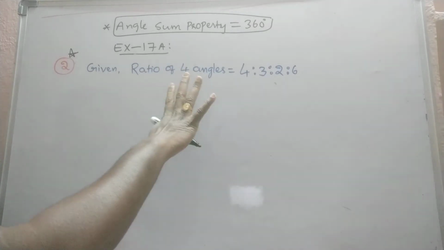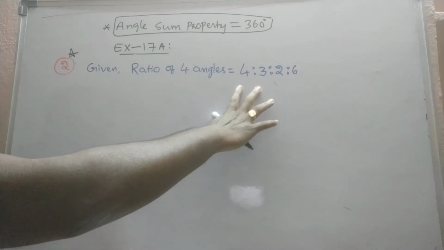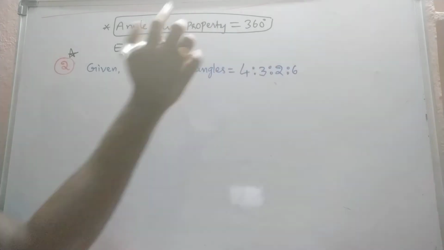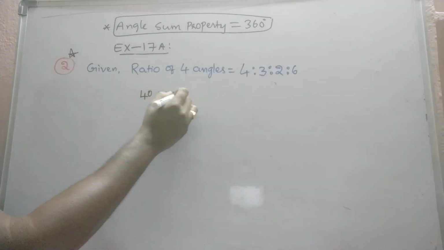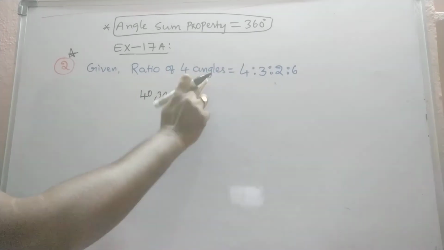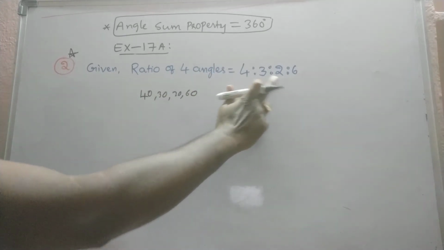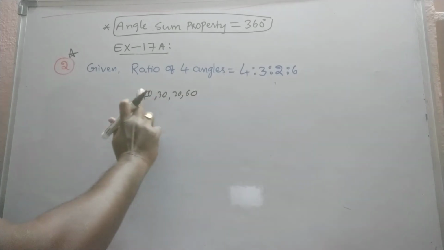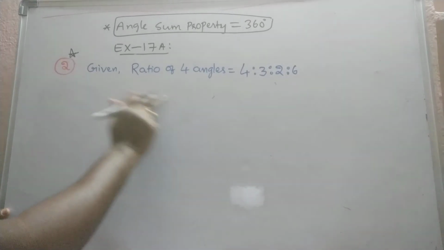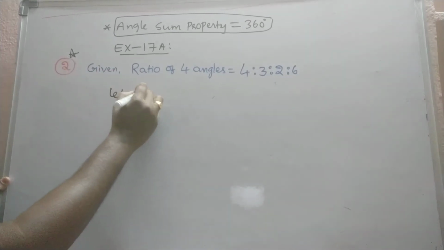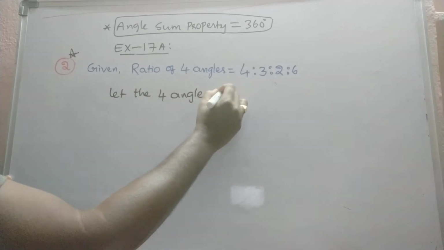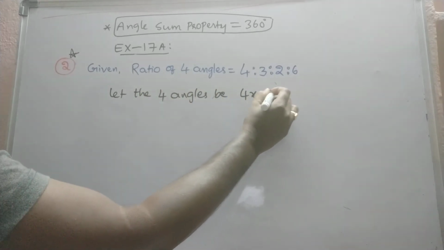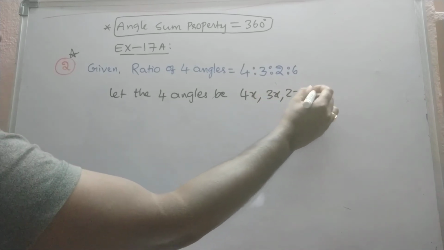So the ratio of the 4 angles of a quadrilateral is given as 4:3:2:6. So it may be 40, or it may be 30, 20, 60. So that is the meaning. So we have to multiply with a common multiple, a common factor. So what we do, let the four angles be 4x, 3x, 2x, 6x. Okay.